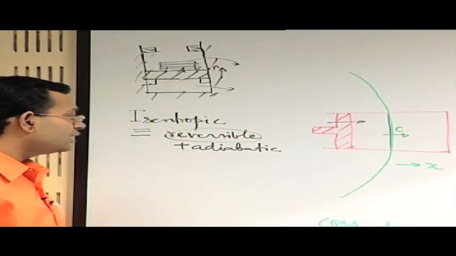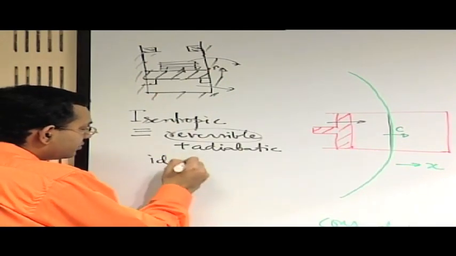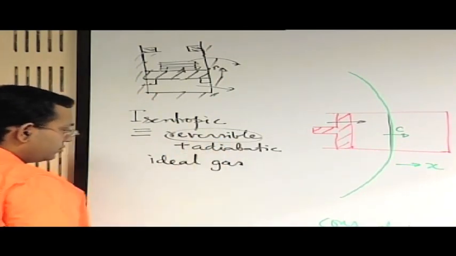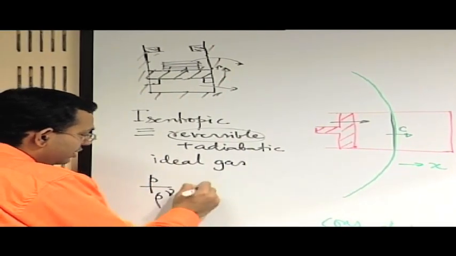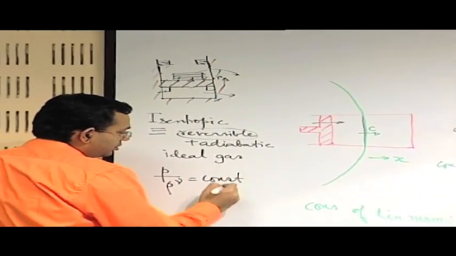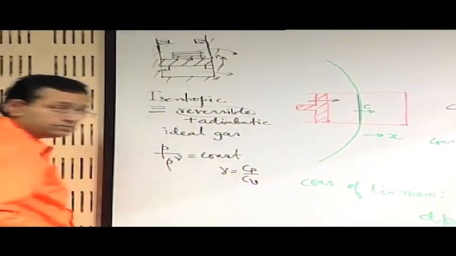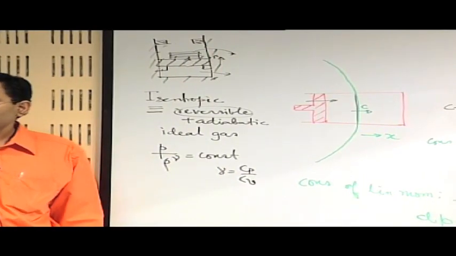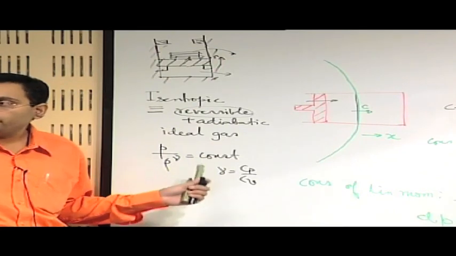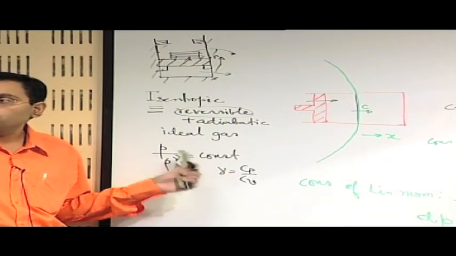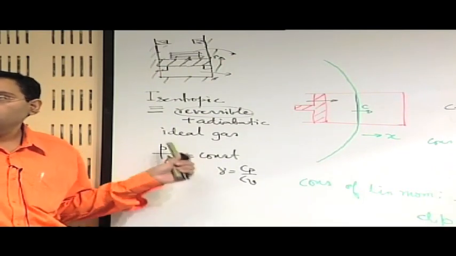It may be shown that if it is a reversible and adiabatic process of an ideal gas, then you have P by rho to the power gamma is equal to constant, where gamma is Cp by Cv. Remember, it is a misconception that this is valid for any adiabatic process of an ideal gas. It is only reversible adiabatic process of an ideal gas. So if it is adiabatic but irreversible, this is not valid.